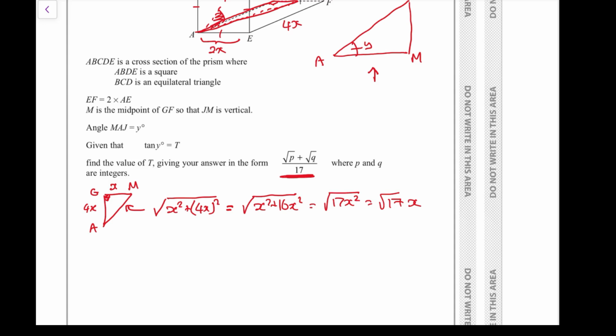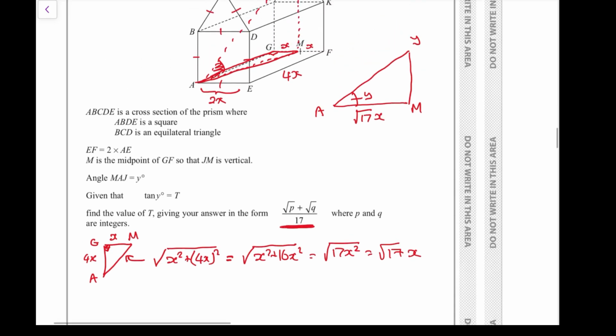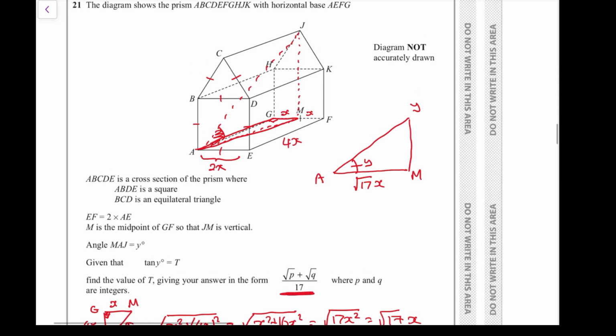The next step, so I've now found out what A to M is. So I can say A to M is root 17. Let's write this neat so you can actually read it. I can see A to M is root 17 times x. Okay. The next step is I need to work out what the height from M to J is. So in other words, I need to work out this length down here.